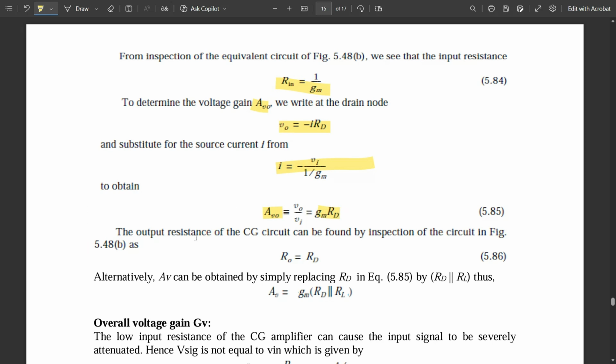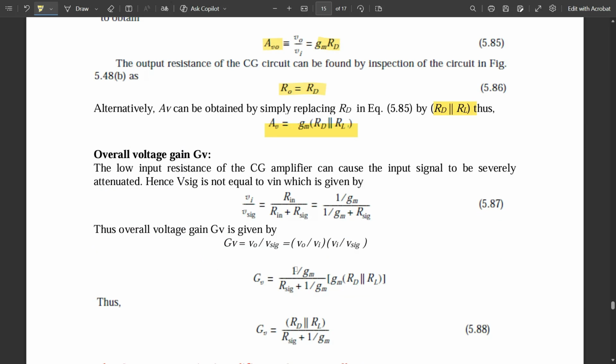So now the output resistance of the common gate circuit can be found by inspection of the circuit in the figure as Ro is equal to RD, because we are not having any load part, so we could simply write Ro is equal to RD. If you want to introduce the load part, we could simply introduce it, and you should keep that in parallel with respect to this drain resistance RD. So that's why you could write Ro as RD parallel to RL. And if you put it in this overall voltage gain equation, then Av is equal to gm into RD parallel to RL. Okay, so this is that voltage gain which you require for the common gate amplifier.